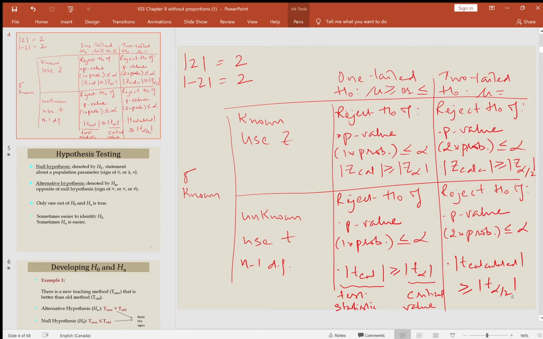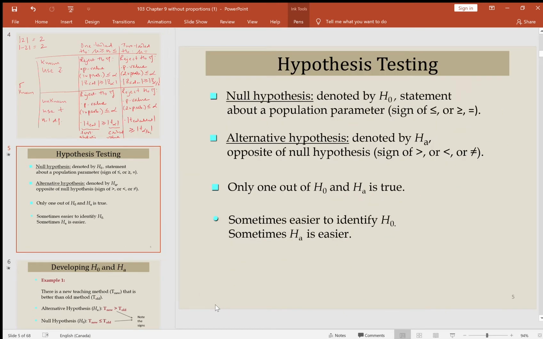Okay, so let's go through the notes here. As I said, we will have a null hypothesis denoted by H naught, which is a statement about a population parameter, and it always has an equal to sign. So let's say the null could be mu1 equal to mu2. It could be mu1 less than equal to mu2, or it could be mu1 more than equal to mu2.